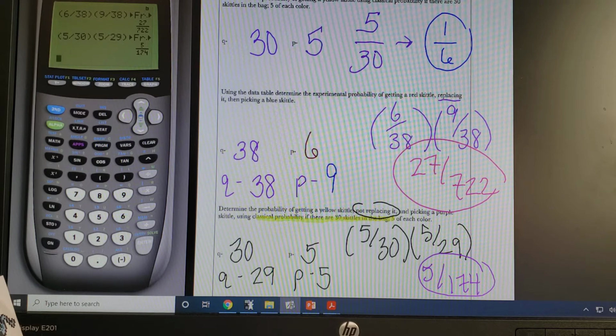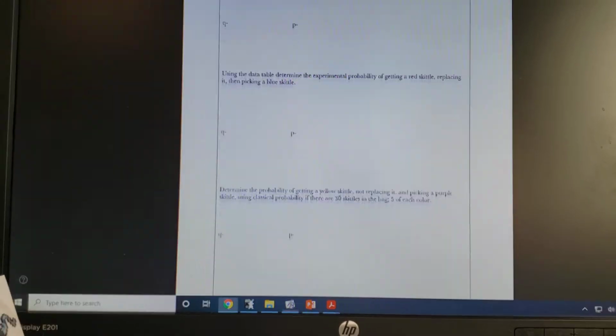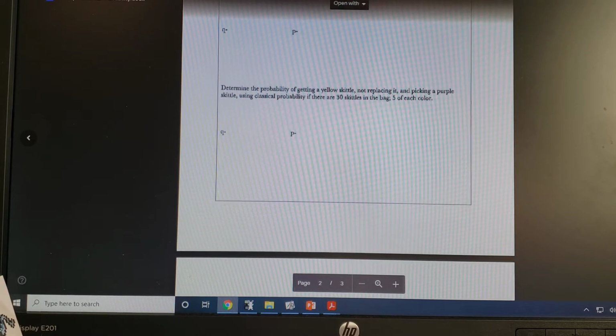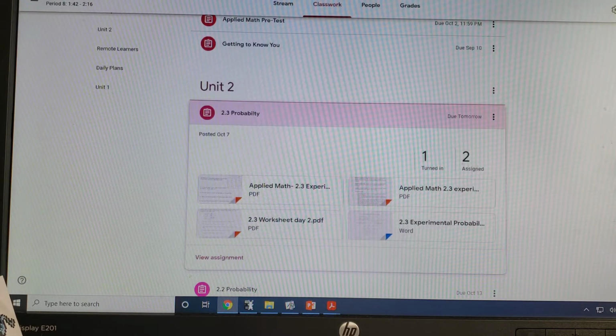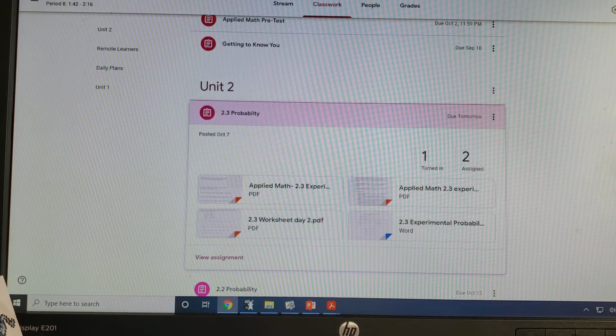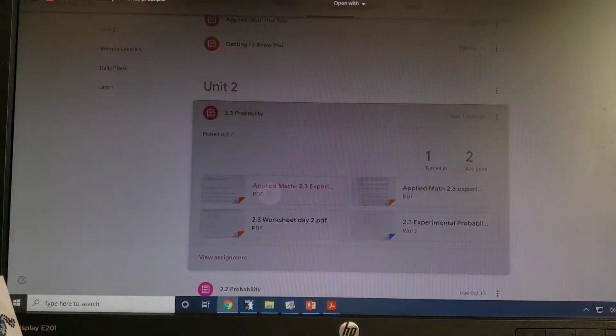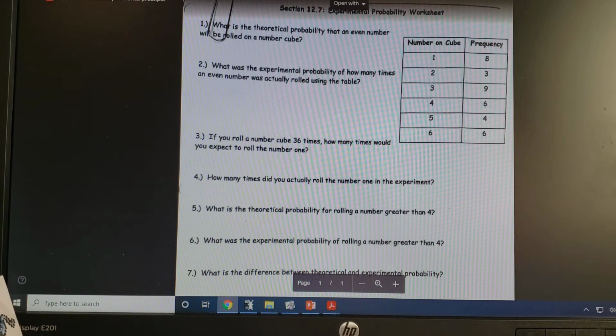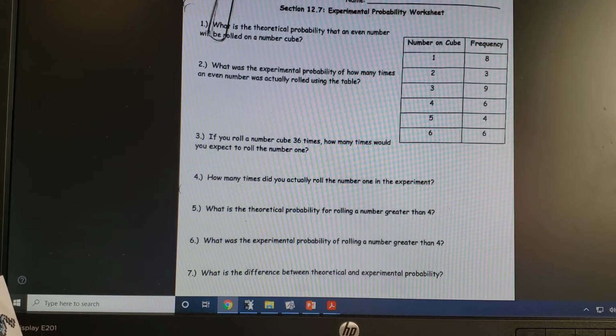All right. Next up, we are going to go back to what I assigned, and I want to do, I believe it's this one. Yep. Okay, so again, we're going to use the data table. We're going to go back and forth between experimental and classical, or experimental and theoretical. So theoretical is classical.